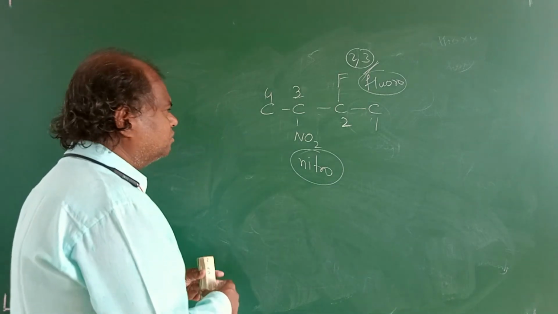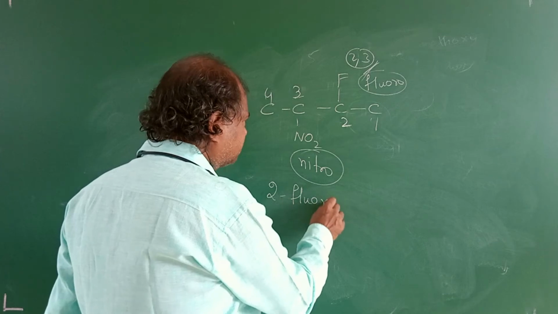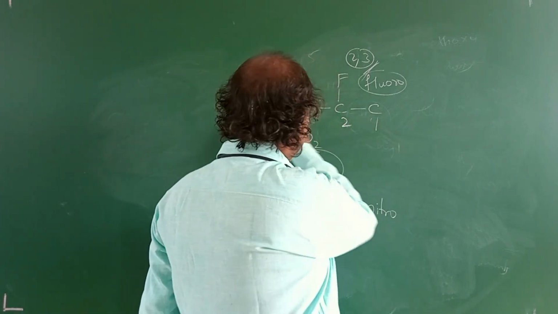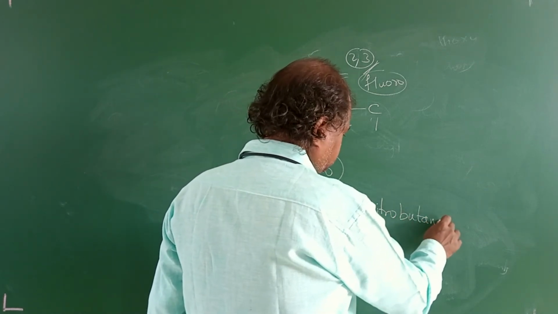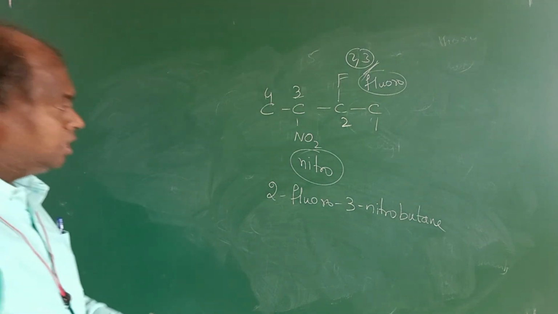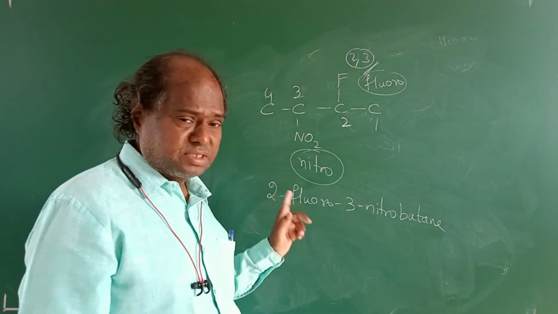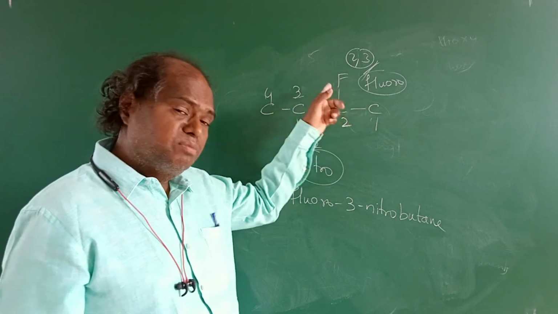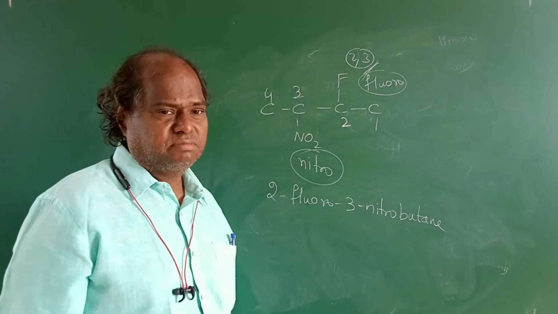So what is the name of this compound? 2-fluoro. And when writing also, you write F first. 3-nitro. Okay. Then what is it? Butane. Okay. So if the sum of the numbers is the same, I repeat, if the sum of the numbers is the same, then the substituent which comes first in alphabetical order, you give more importance to that. But provided the sum of the numbers is the same.